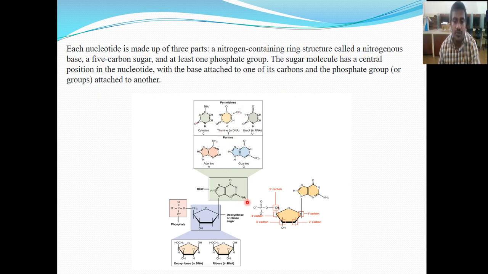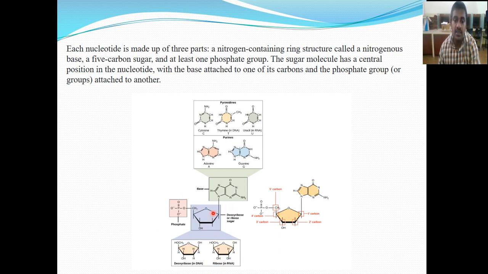Then the 5 carbon sugar. Here you can see the 5 carbon sugar, and there is one phosphate group, this one. This is the nitrogen base. Then these are the deoxyribose or the ribose sugars. In the case of DNA, the hydroxyl group is not there, that's why it is deoxyribose. So the sugar molecule has a central position.